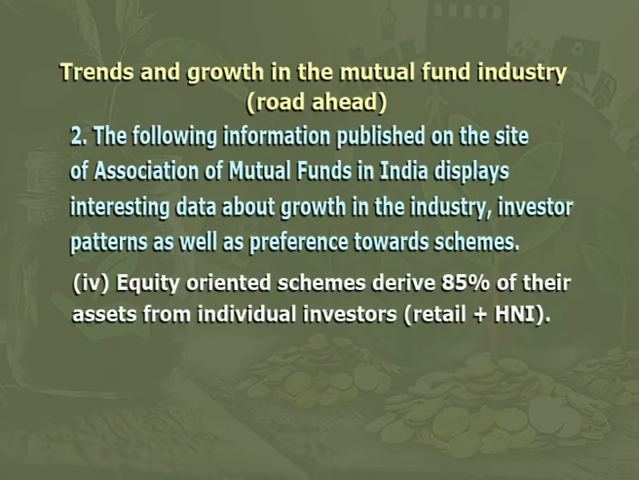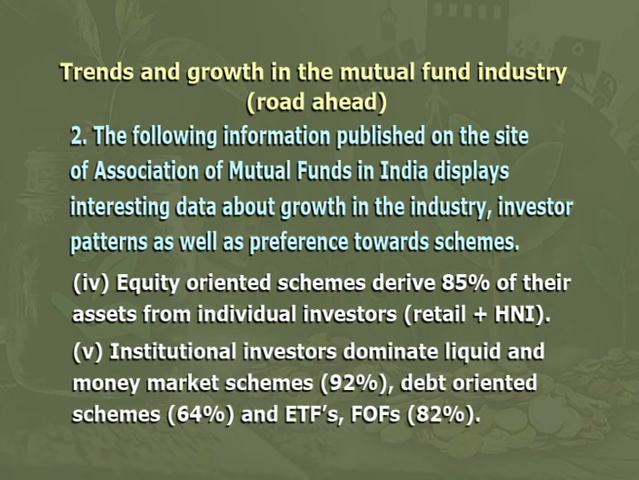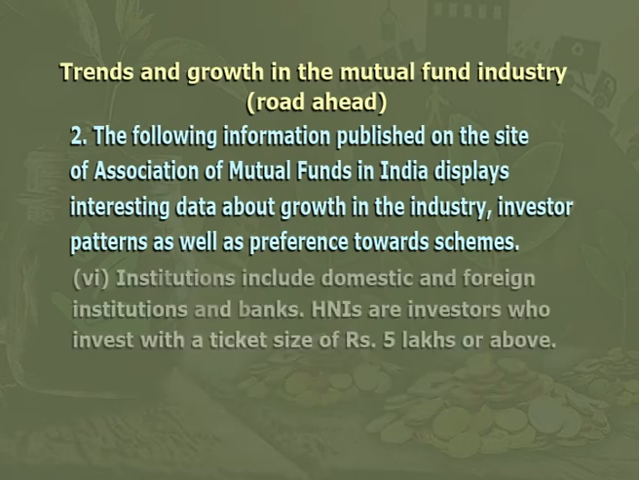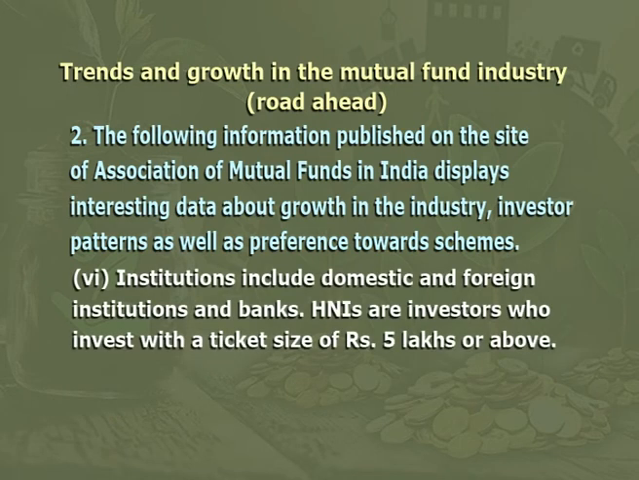Equity-oriented schemes derive 85% of their assets from individual investors, that is retail plus high net worth individuals. Institutional investors dominate liquid and money market schemes, that is up to 92%, debt-oriented schemes close to 64%, and exchange-traded funds and funds of funds close to 82%. Institutions include domestic and foreign institutions and banks. High net worth individuals are investors who invest with a ticket size of rupees 5 lakhs or above.